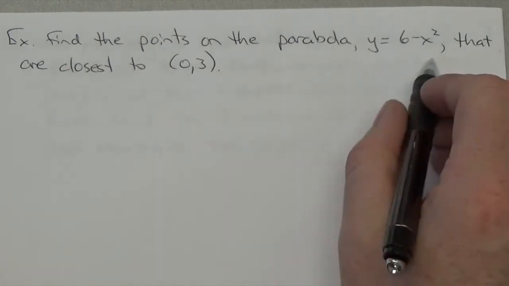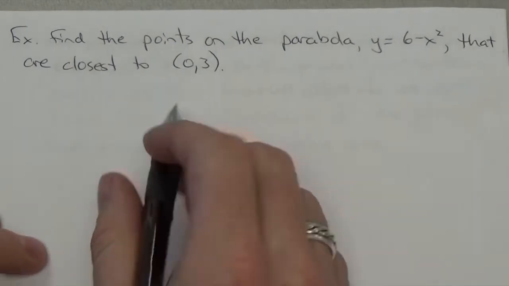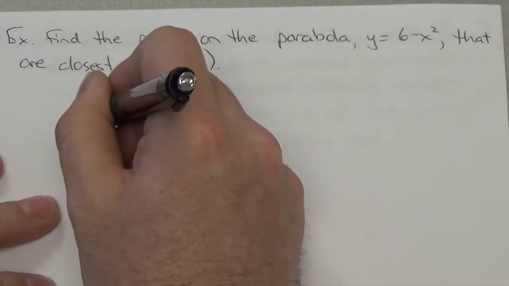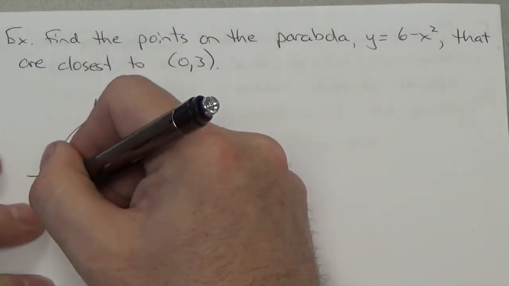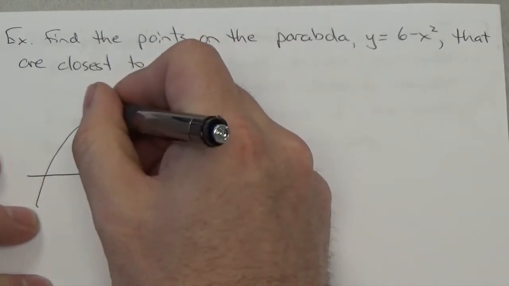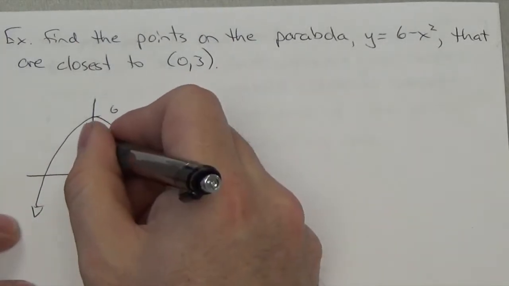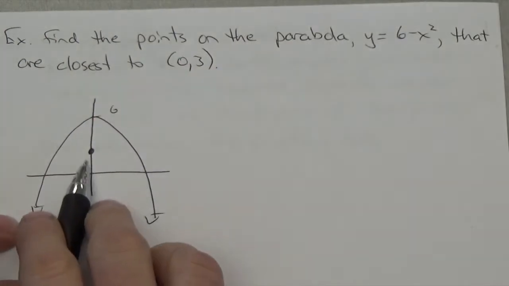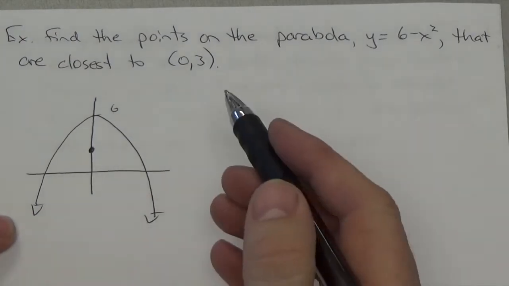All right, now in this problem, we read that we're being asked to find the points on the parabola y equals 6 minus x squared that are closest to the point (0, 3). So 6 minus x squared is going to be a parabola that opens down from the point 6. And then we're looking for the shortest distance to the point (0, 3). So where is this parabola closest to this point right here?